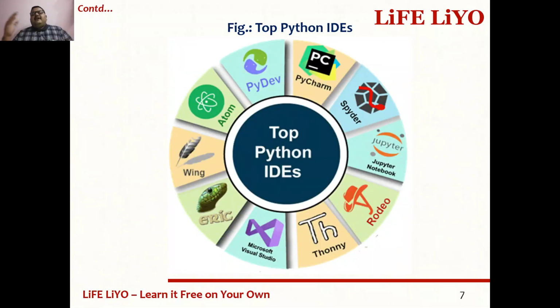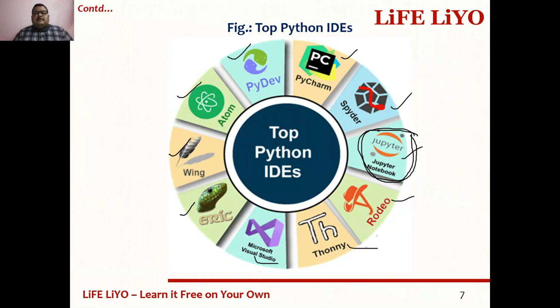Now top Python IDEs. We have various IDEs, but these are the most commonly used: PyDev, PyCharm, Spyder, Jupyter Notebook. This is the most useful one. Rodeo, Thonny, Microsoft Visual Studio, Eric, Wing, Atom. Out of these, most people have heard about Jupyter Notebook. This is one of the famous ones for running our Python programs.